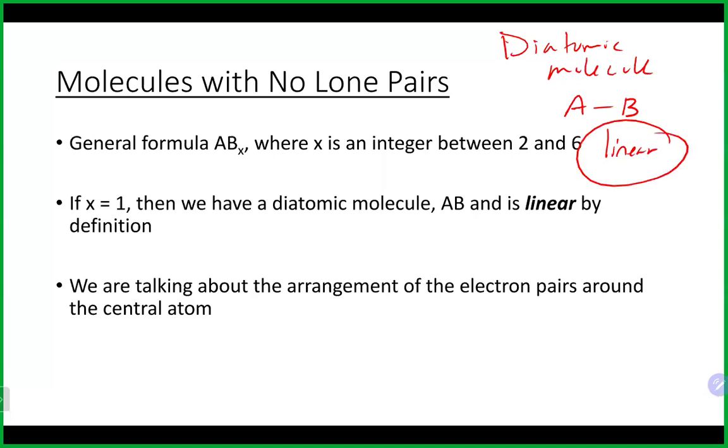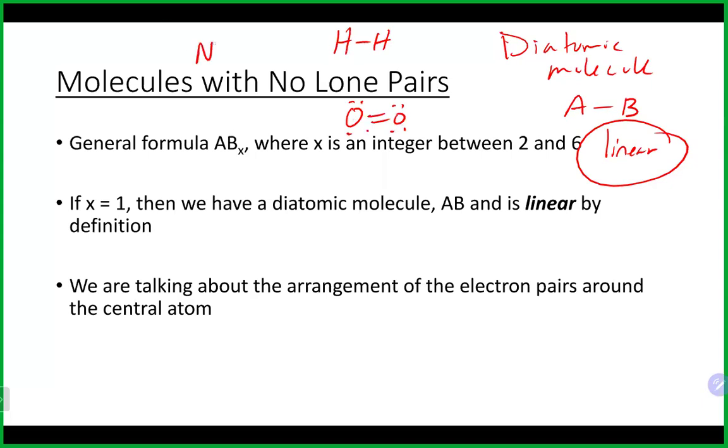So if you have a diatomic molecule, the shortest distance between two points is a straight line. They will just be opposite ends of a straight line, and that is linear. It doesn't matter if it is two of the same, that's linear. Doesn't matter if it's two of the same with a double bond, still linear.